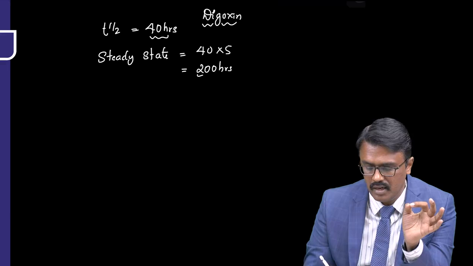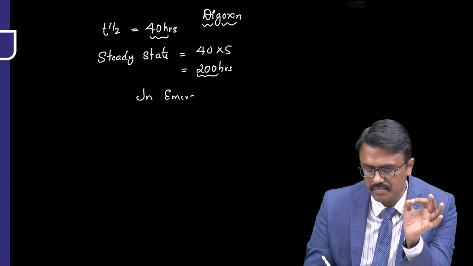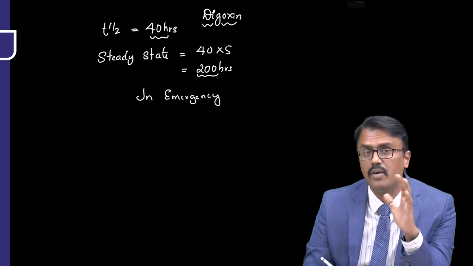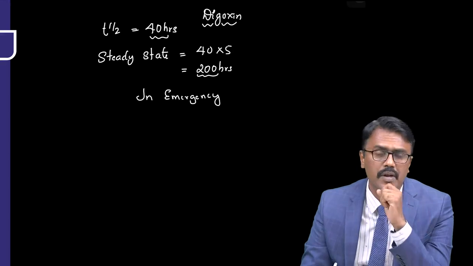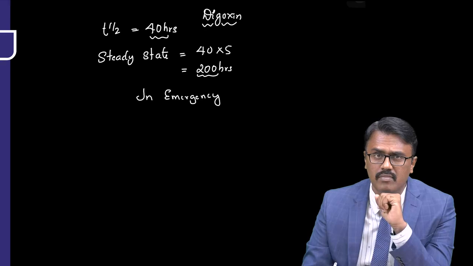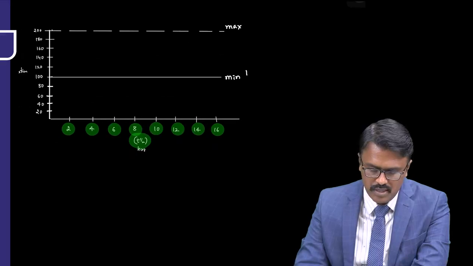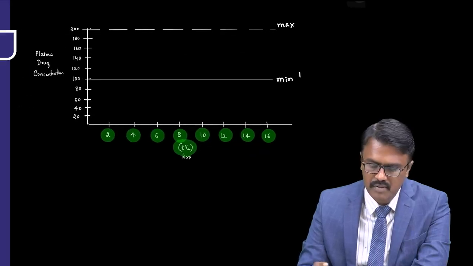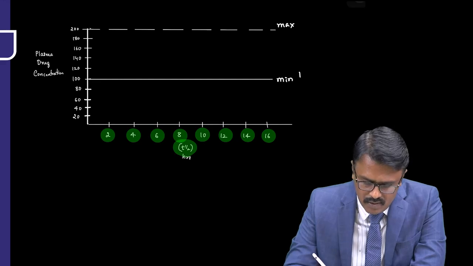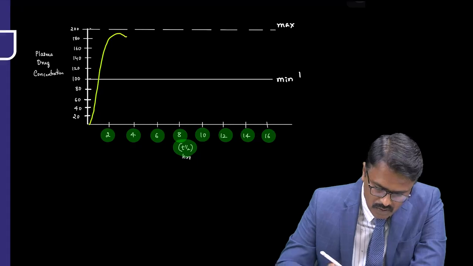Do you think in an emergency, we wait for 200 hours to achieve steady state? That is practically not possible. So what do we do in that case? Will we wait for that much time? No. At that time, let me show you the same graph. We have to maintain the level within these two lines. So what we do is, we give a high dose, and that is called the loading dose.